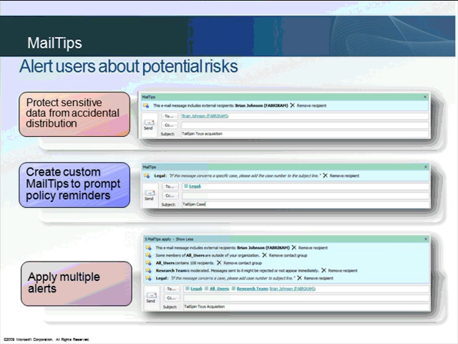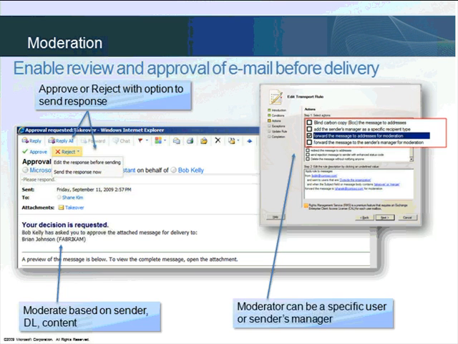So you can protect sensitive data from accidental distribution. It happens that you want to send something, but if it's a huge DL, it's risky that you may send information to that particular DL. You may create a custom mail tip, or you can set up out of office that can be seen directly with the help of this mail tips option, and then you can set up multiple alerts depending upon how you want to configure.